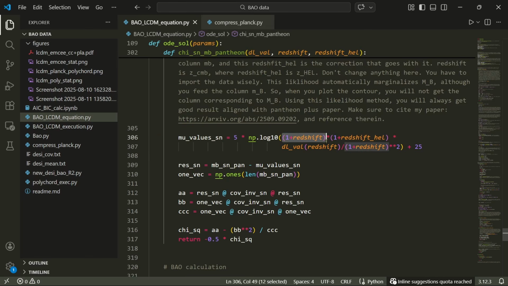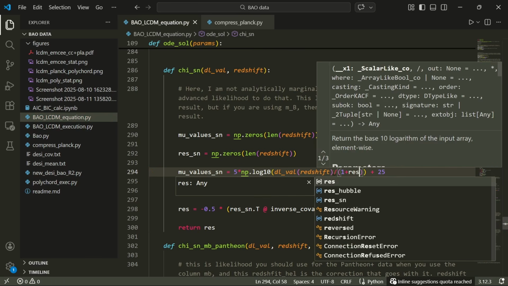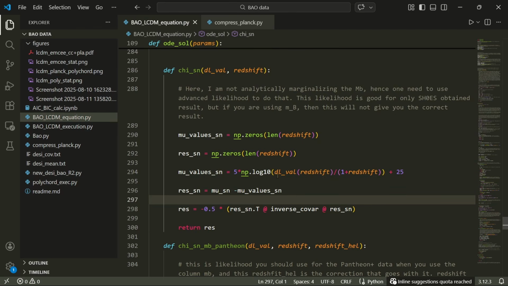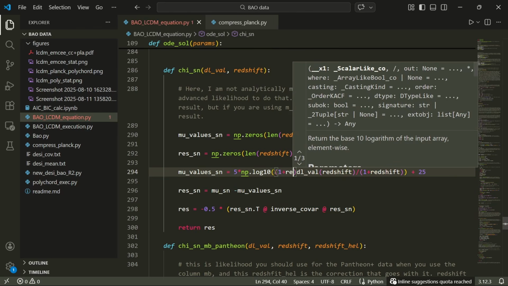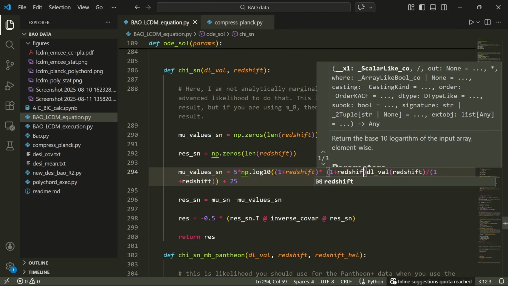And there are two redshifts that have been used, redshift and redshift helicity. Both the formulas are basically the same, but we have to use these corrections in order to get a correct mu value, and then 25. So this is the same thing we have to use over here also. So you have to use DL val over 1 plus redshift. All right. So once I have taken it, I am computing dA, and then I have to multiply over here 1 plus redshift times 1 plus redshift L, and then multiply it.